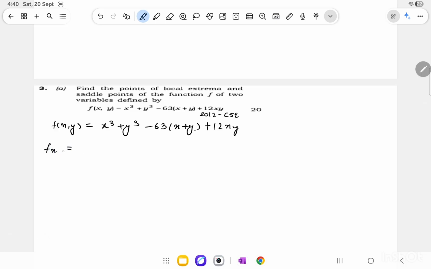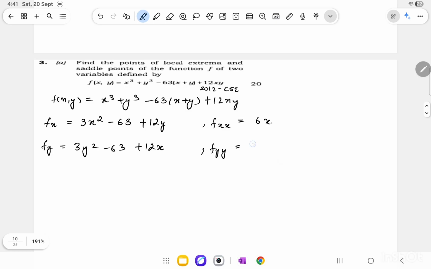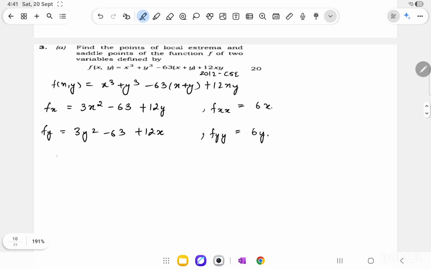Its first order partial derivative with respect to x will be 3x square minus 63 plus 12y, and the second order partial derivative with respect to x will be 6x. Likewise, the first order partial derivative with respect to y will be 3y square minus 63 plus 12x, and the second order partial derivative with respect to y will be 6y, and fxy will be 12.